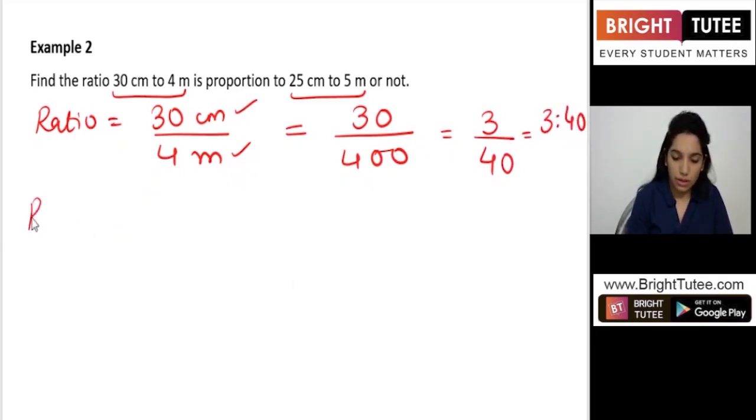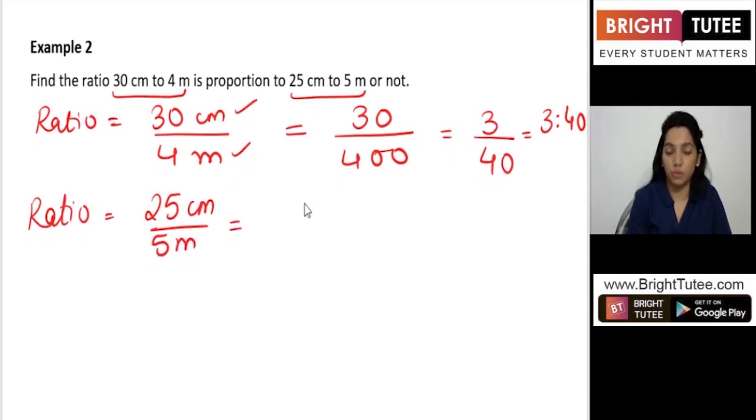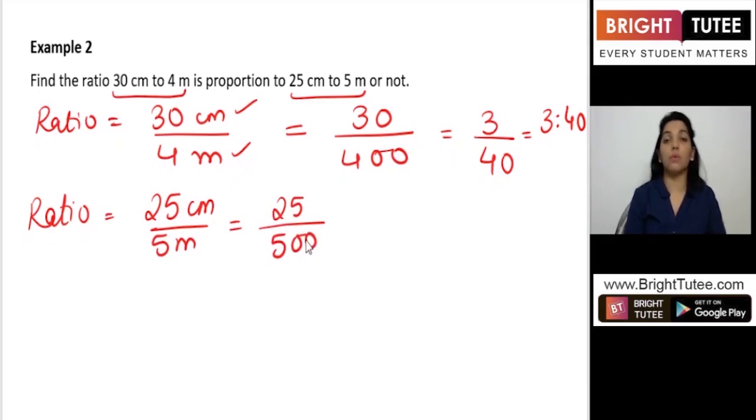Now the other one, let us find the ratio for this as well. It is 25 centimeters and 5 meters. Converting this to one unit, it will be 25 over 500 because in 1 meter we have 100 centimeters.